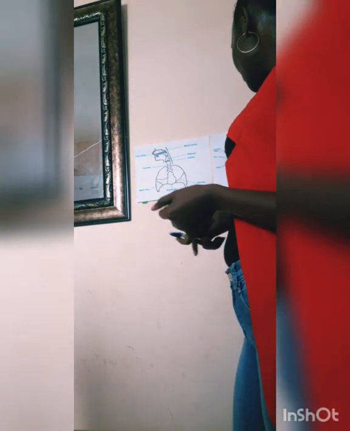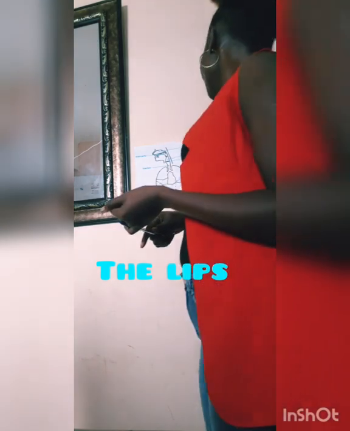Next, we have the lips. The lips are also used for the articulation of consonants especially, and they can be rounded, unrounded, and neutral. For example, in some vowels like O or U, we are using rounded lips, and in sounds like A or I, we're using unrounded lips.